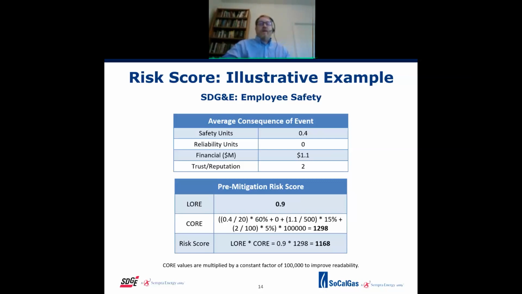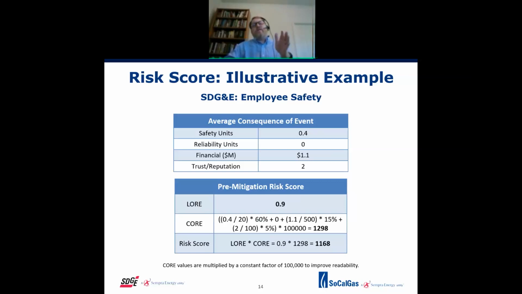Then for financial, the range goes to 500 million, and this is 1.1 million. So the math is 1.1 divided by 500 times the weighting for financial, which is 15%. Excuse me. I'll be taking water breaks throughout. It's pretty dry here. And then the trust and reputation range goes to 100. So we add in 2 over 100 multiplied by the weight, which is 5%.